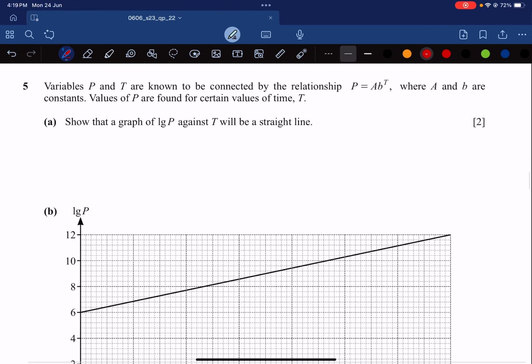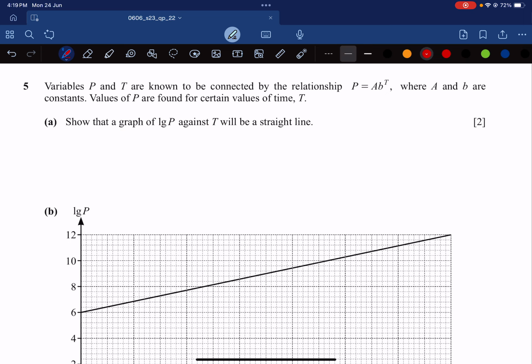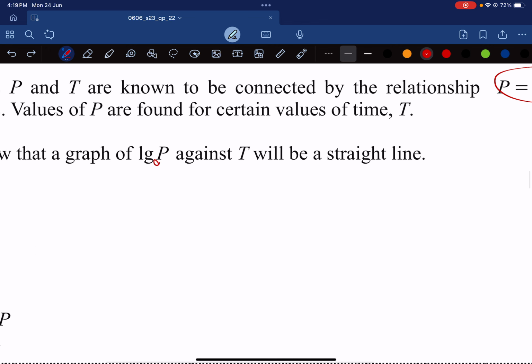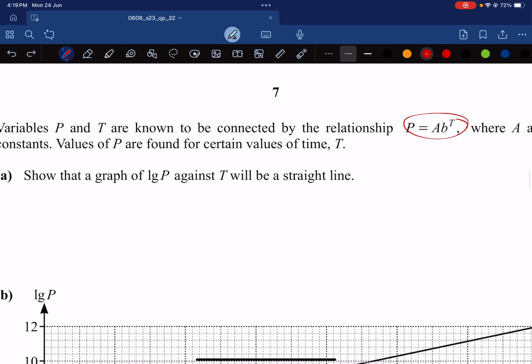Variables p and t are known to be connected by the relationship p equals a times b to the power of t, where a and b are constants. Values of p are found for certain values of time t. Show that a graph of log p against t will be a straight line. Now we need to take log on both sides. Lg, without the o and without the base, means by default it is base 10. So we take log on both sides of this equation.